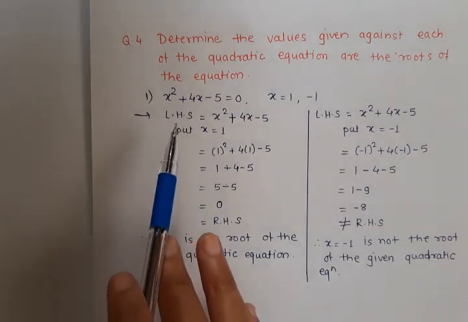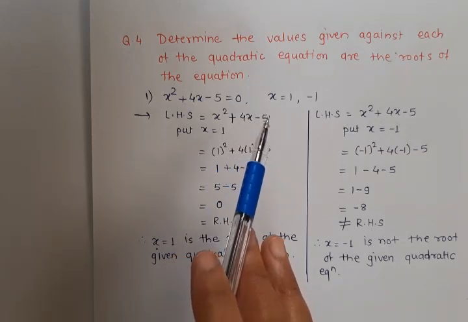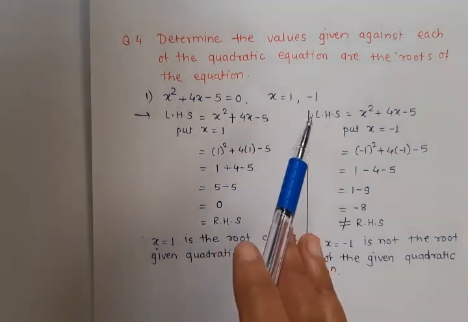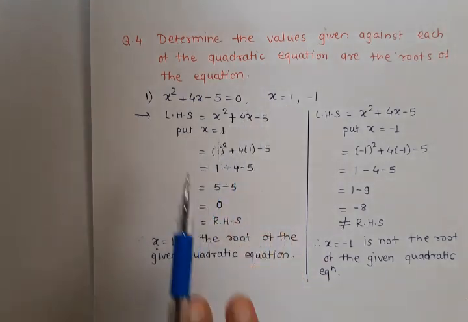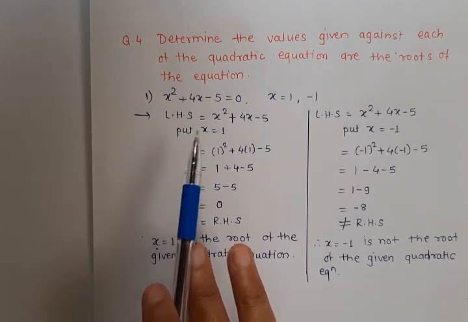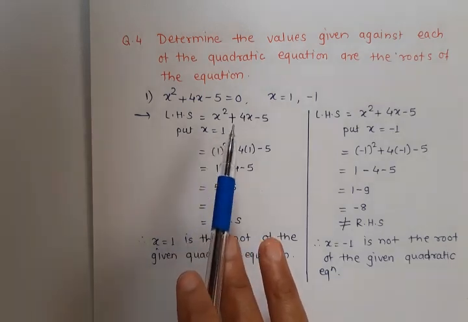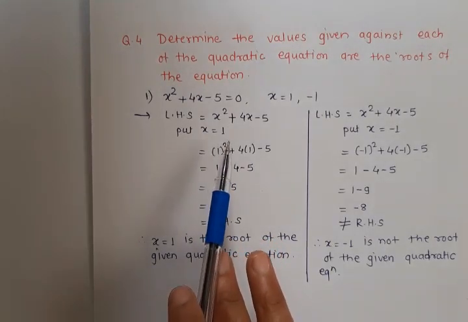Now here the equation is given: x square plus 4x minus 5 equals 0, and the values are x equals 1 and minus 1. First of all, we'll take the value x equals 1. Now we have to write the LHS. LHS means left hand side of the equation. The left hand side of the equation is x square plus 4x minus 5. In that equation we have to put x equals 1.